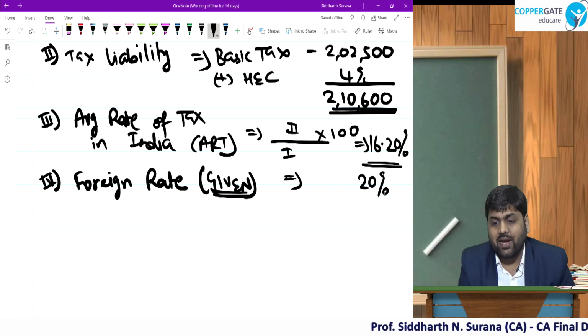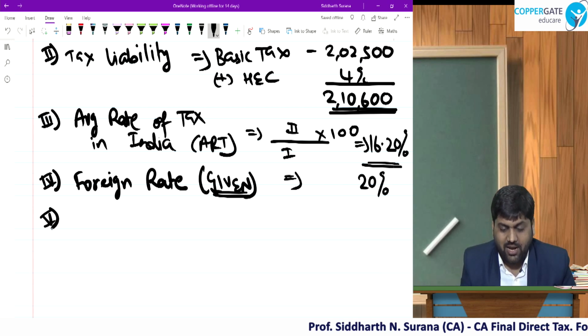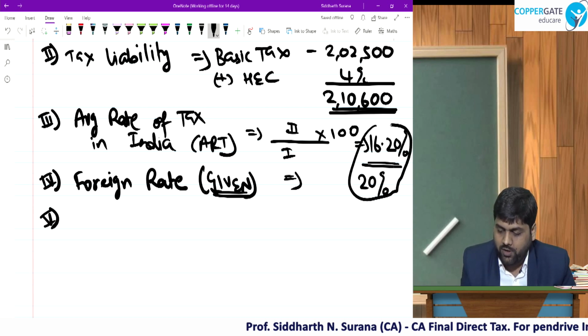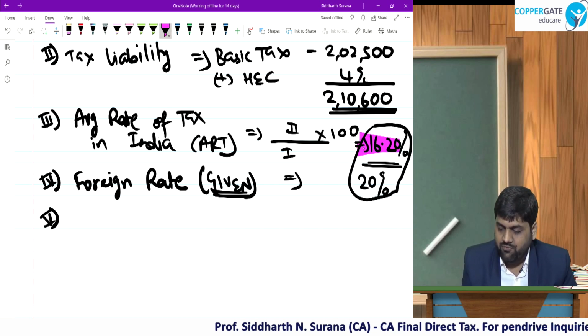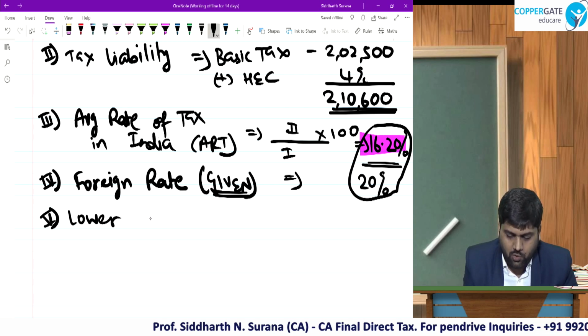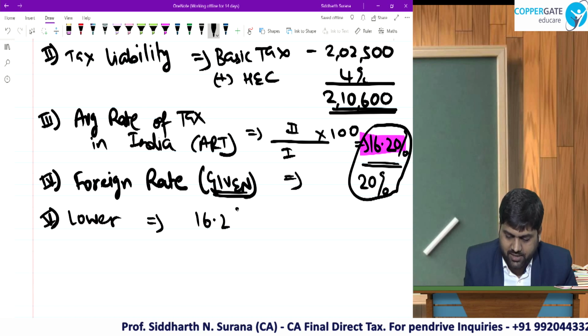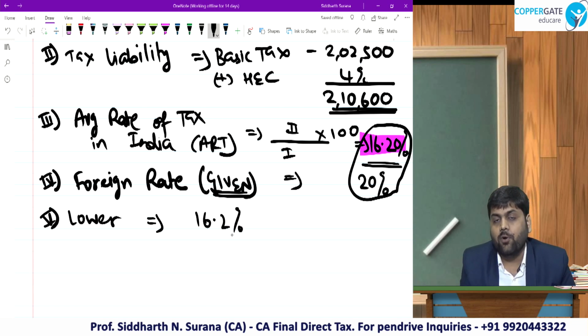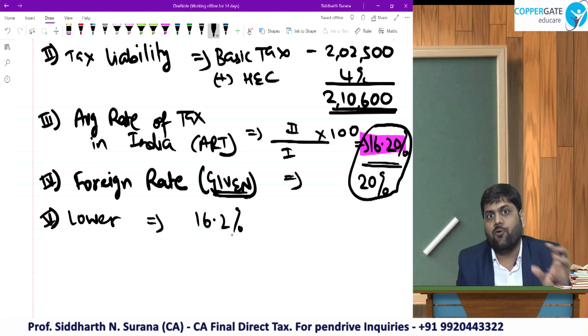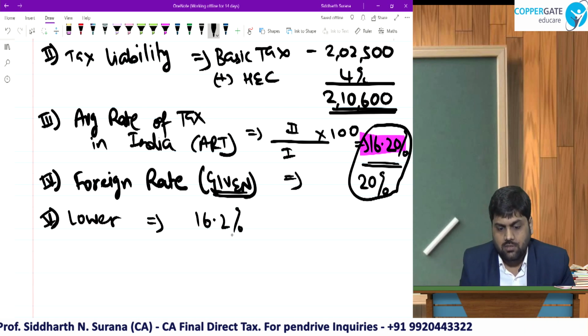Finally, we will decide now at what rate you are going to get your relief, which is what I told you before I started my explanation. Indian tax or foreign tax, out of the two, whichever is lower, you are going to get relief at the lower of the two rates, which in this example is 16.2%. So what is your task? Indian tax, average out; foreign tax given, choose whichever is lower.